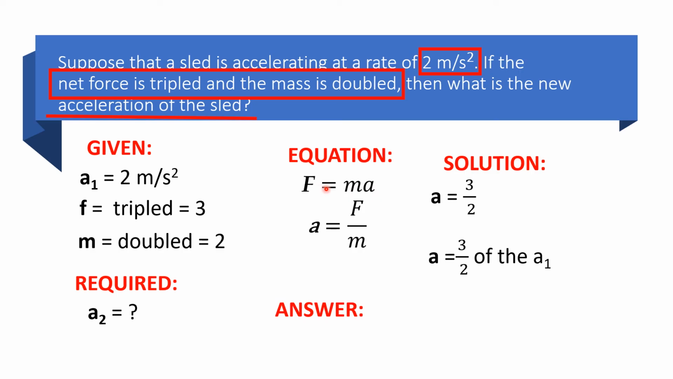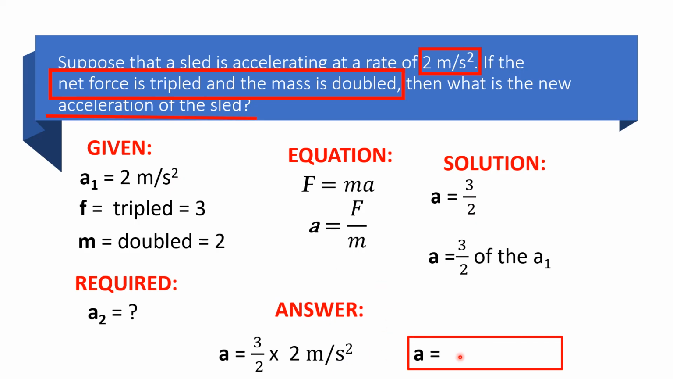Kung dinagdagan ko yung force, dinagdagan ko din yung mass. Ano kaya ang mangyayari dun sa acceleration nung object? Okay. So, sabi dito, based on our computation, 3/2 of the acceleration. 3/2 of 2 meter per second squared. So, paano natin kukunin? Multiply lang natin. A is equal to 3/2 multiplied by 2 meter per second squared. So, the answer is 3 meter per second squared.